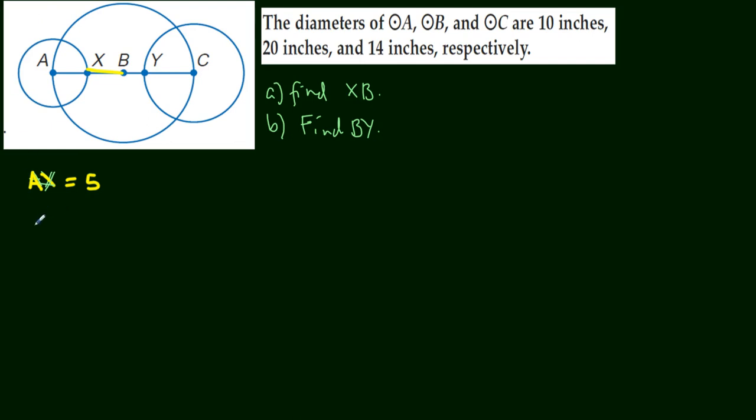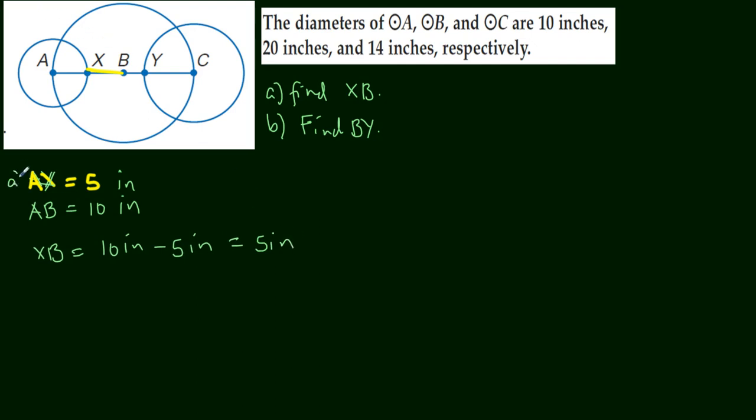And then we have AX, and then AB. AB is half of 20, so it is 10 inches. That means XB is 10 inches minus 5 inches, which is 5 inches.